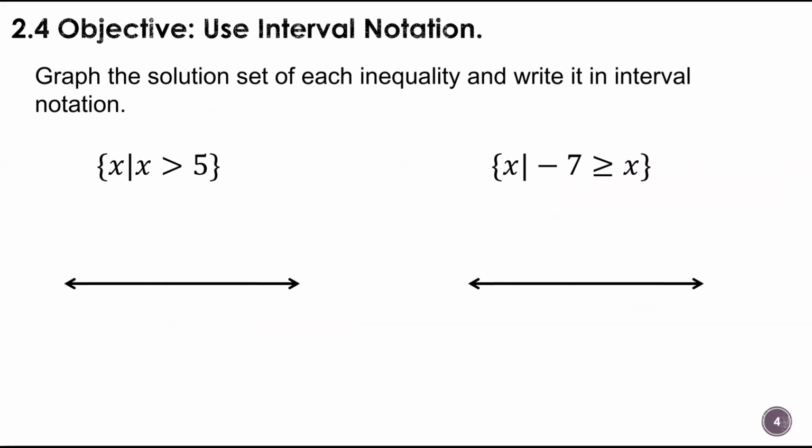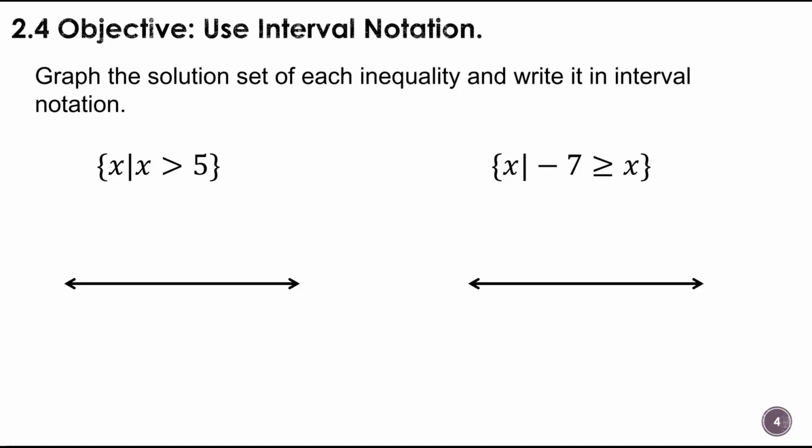Now we are going to use some symbols here for interval notation and for graphing: parentheses and brackets. We use parentheses if it's just greater than or less than. We're going to use brackets if it's less than or equal to or greater than or equal to. And I'm going to use those on the graph as well.